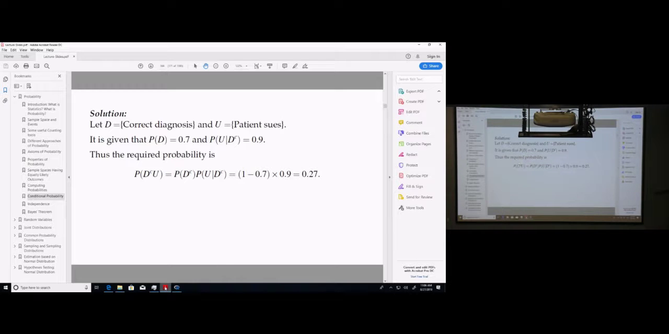And so that is how you decipher the story. So now we are interested in this. The question asks about the probability that the doctor will make an incorrect diagnosis and that the patient is suing. So we have the probability of. So now here, the order of the events only makes sense in this way.